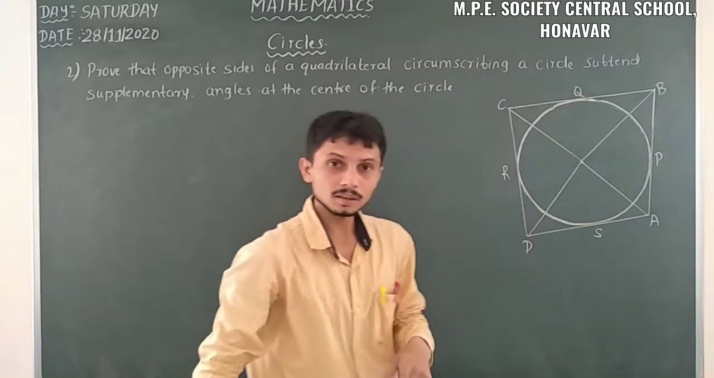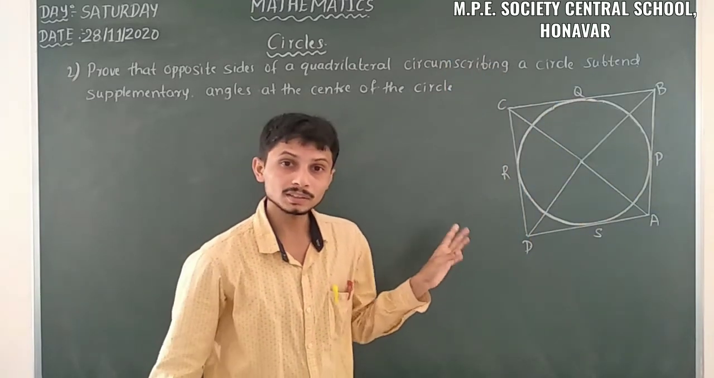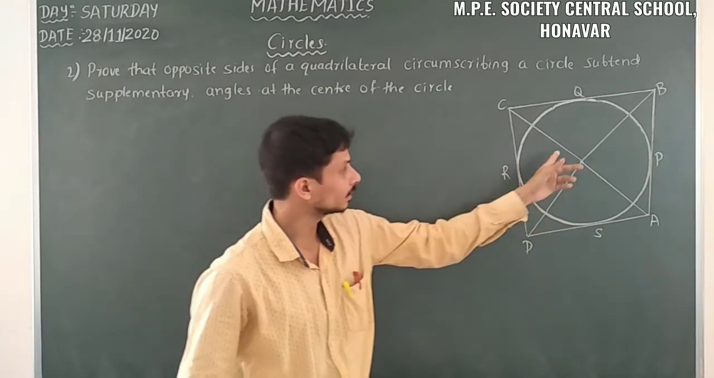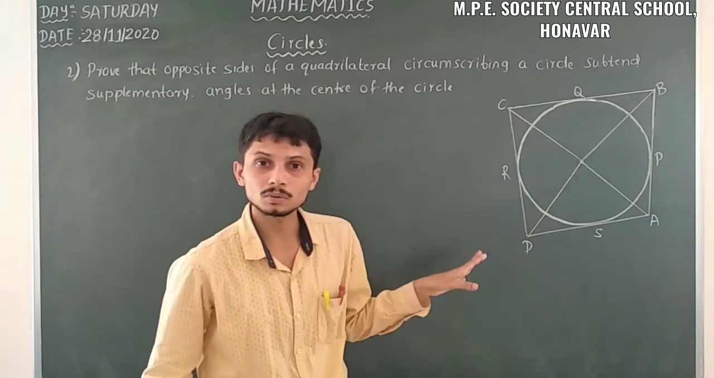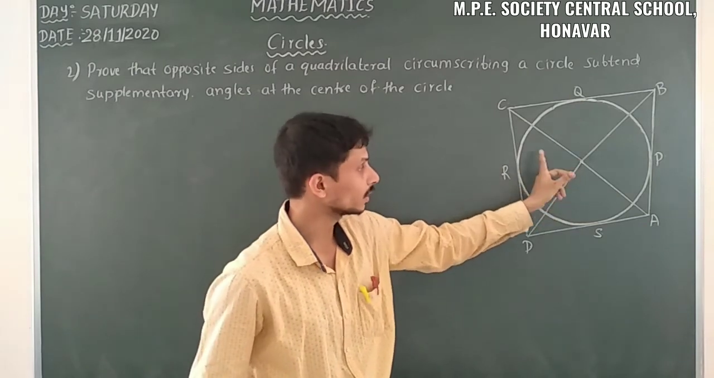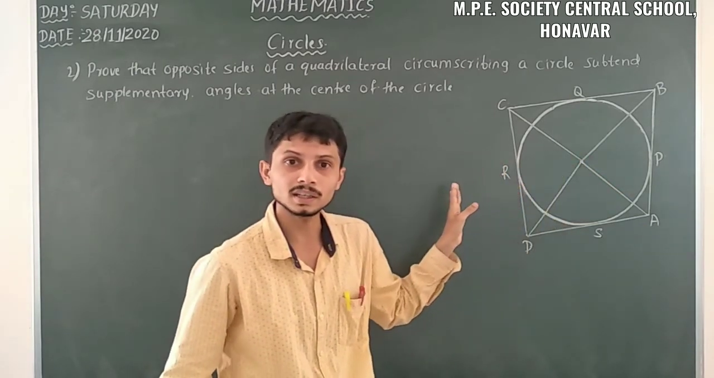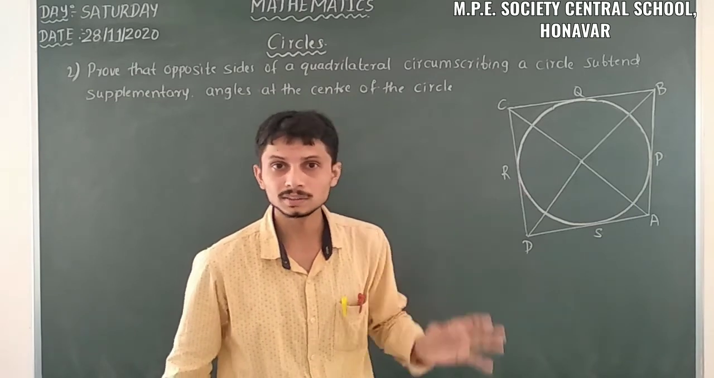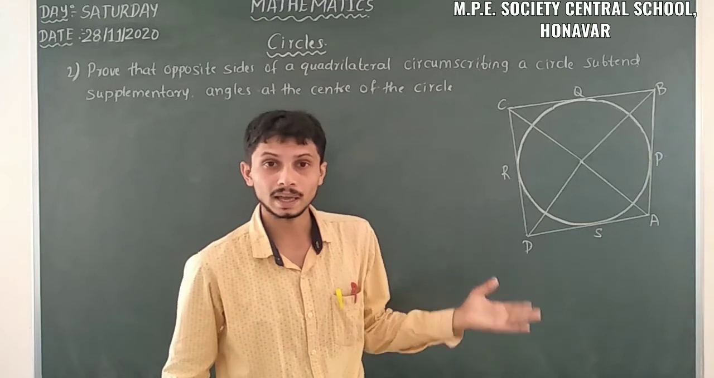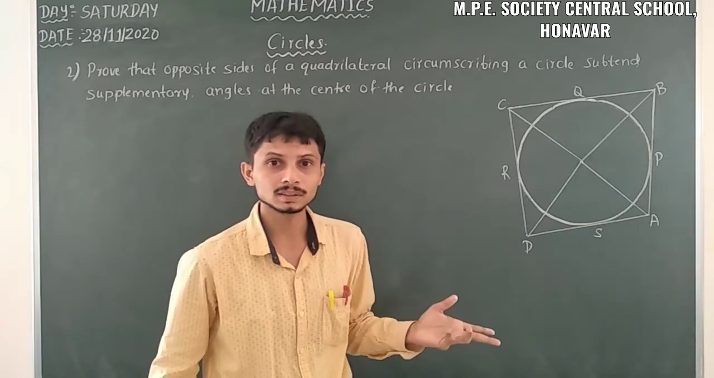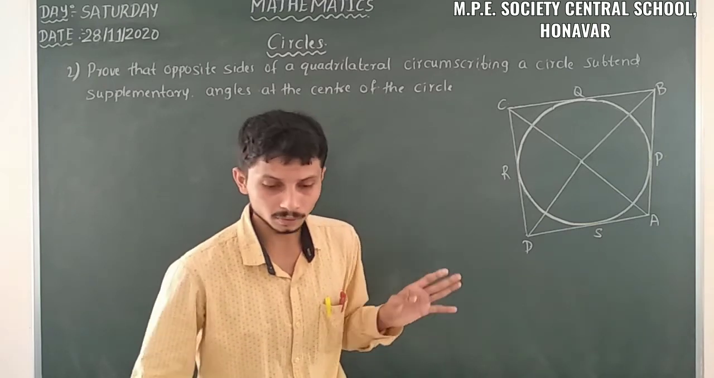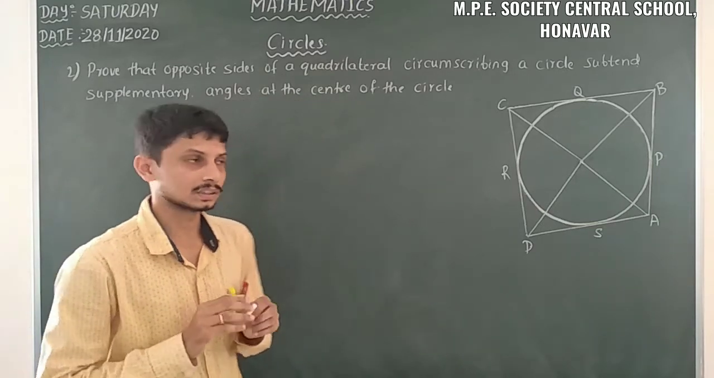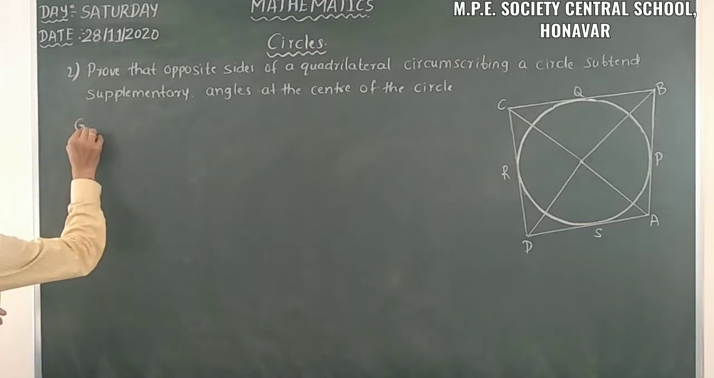Here what you have to prove, just observe: this angle plus this angle is equal to 180 degrees, and this angle plus this angle is also 180 degrees. For that, we want the sum of the angles in the triangles. So firstly, we have to write the given things. What are the given things here?